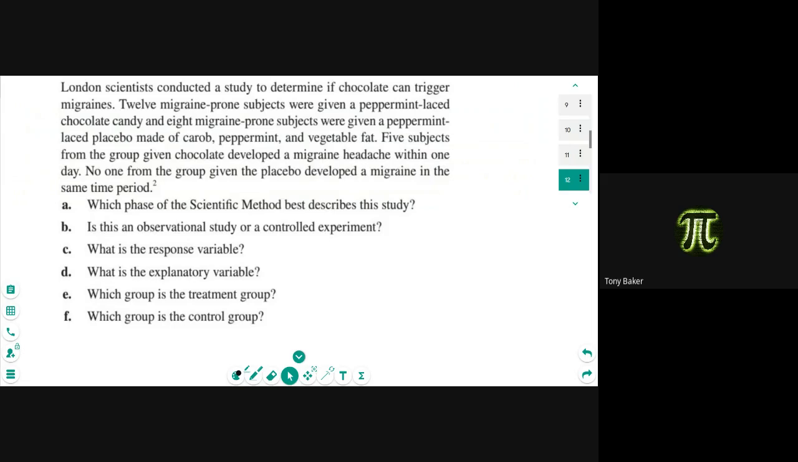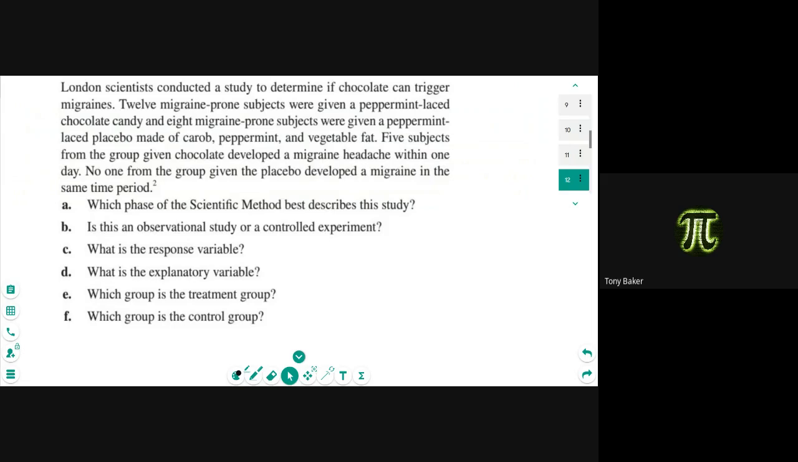The explanatory variable is what happened. So in this case, the explanatory variable is a migraine. You can think about it that way. So the response variable in this case is the chocolate. The explanatory is a migraine.